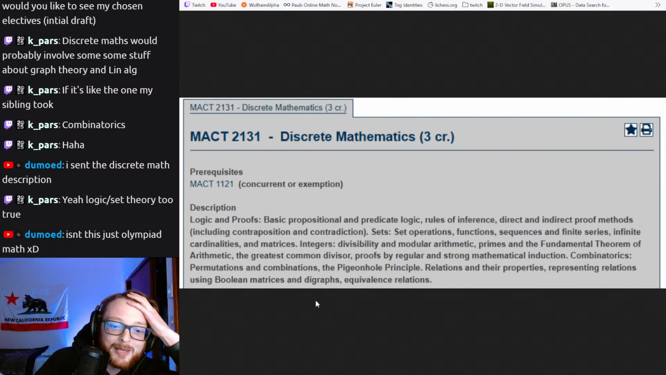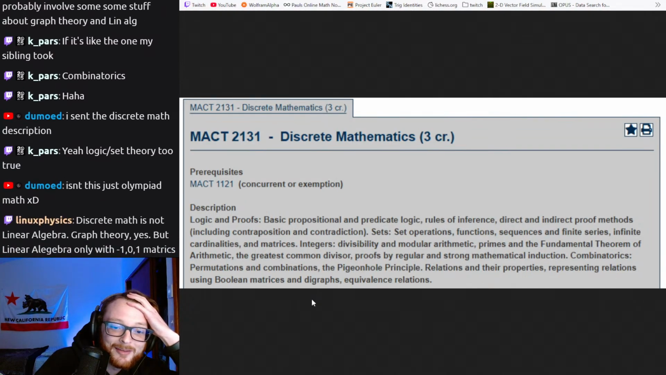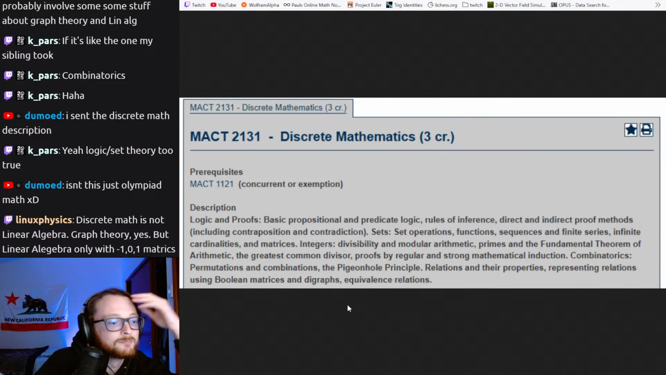Isn't this just Olympiad math? Kinda, yeah. Besides integrals. I think of the number theory section for sure, and combinatorics, too. Discrete math is not linear algebra. Linear algebra with only -1, 0, 1 matrices. Yeah, linear algebra is a little bit of a weird one for discrete math.